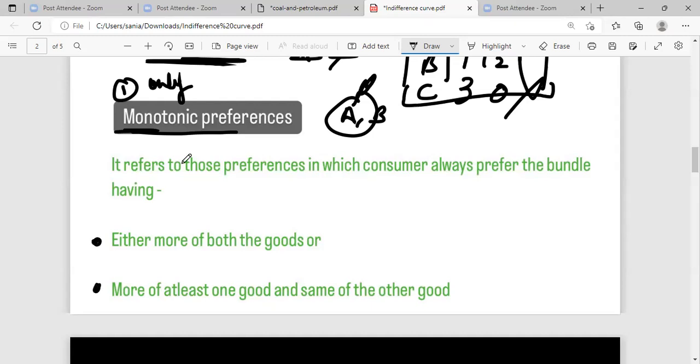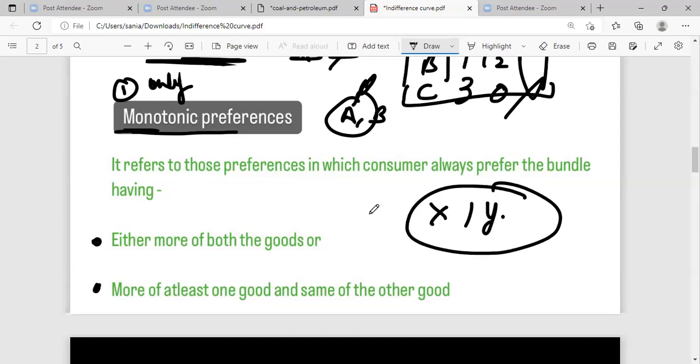So it refers to those preferences in which the consumer always prefers the bundle having either more of both the goods, or more of at least one good and same of other goods. Okay. So what is happening over here? See, you have two goods, X good and Y good. Okay. So what you are going to do? See, whatever consumption bundle you are going to choose, like for example, you go for this, you are going for this A and B, right?